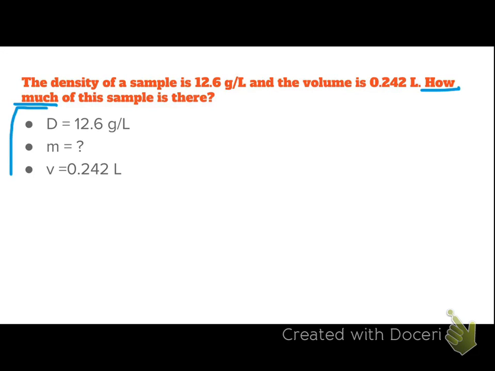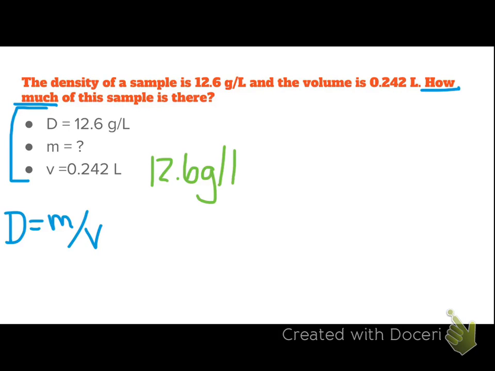So I always like to write these out just so you can take them from the problem and pull what you actually need. It makes it a lot easier for us to now plug it into our equation, and remember that our equation is D equals M over V. So we can just plug them directly into that equation. That's going to look like 12.6 grams per liter. Remember that you always want to write your units out, even in your problem, equals X, that's our mass, which we do not know, divided by our volume, which is 0.242 liters.